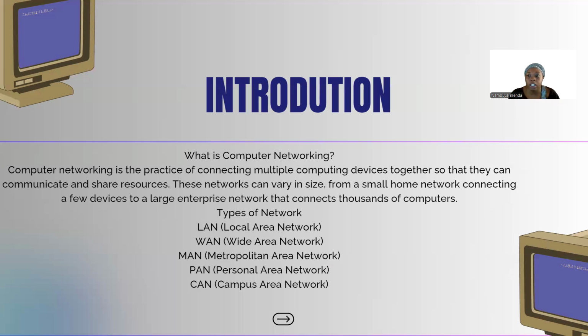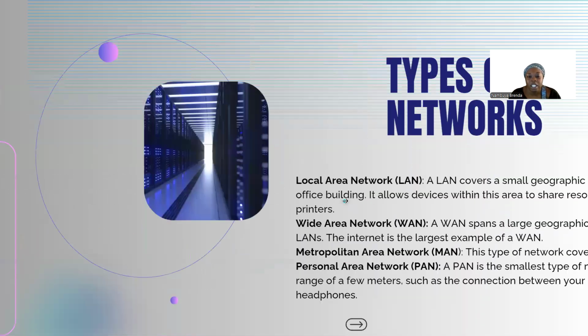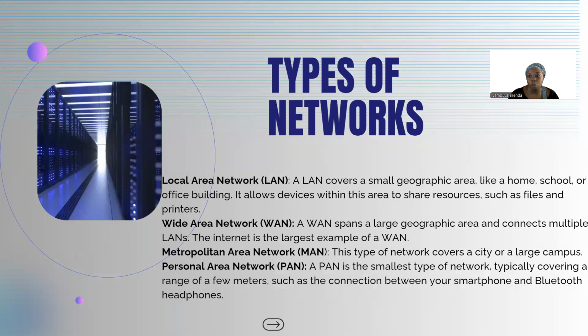Therefore, we have different types of networks. We have a LAN, which is a local area network, a WAN, a MAN, a PAN, and then there's a CAN. Sorry about that. With that, let us go into the types of networks in detail, starting with the local area network. It covers a small geographical area, most of the time a home, school, or an office building.